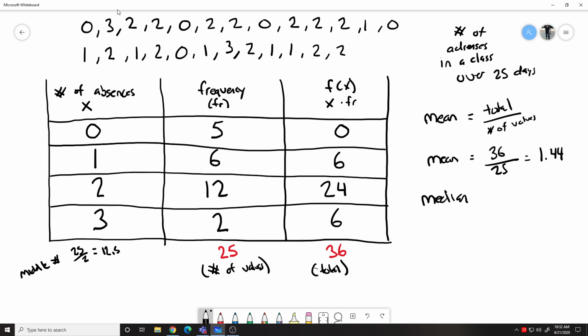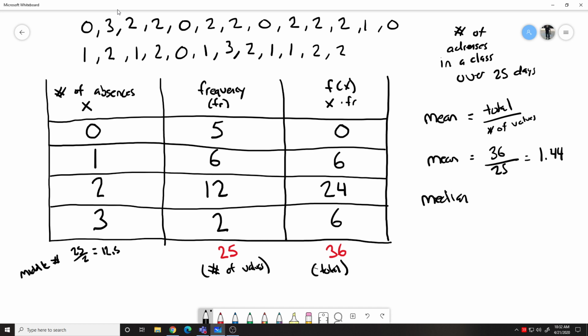Now, the frequency table already sorts the data in order for me. We have 5 zeros. So if I were writing this in order, I would start by writing down 5 zeros. Then I would put 6 number 1s, then 12 number 2s, then 2 number 3s. So do you see, if you have a frequency table, you can find where the middle is very quickly.